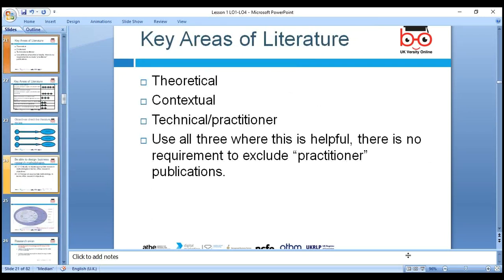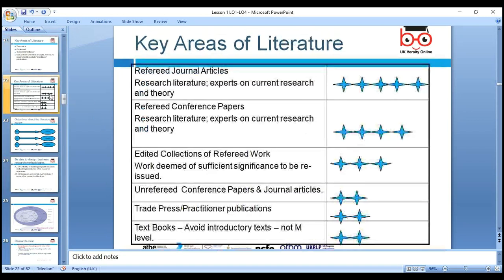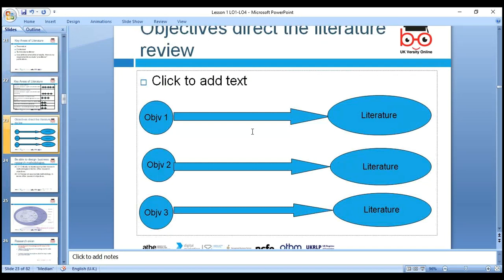Always we need to look around for the literature, where we can find it. Literature is theoretical, contextual, technical. Use all these three where this is a help. There is no requirement to exclude other publications. So we need to make sure you know the literature. Refer to the journal. Yes, we can reference conference papers. We can use the edited collection, refereed work, unrefereed work, trade press, textbook, all we can use.